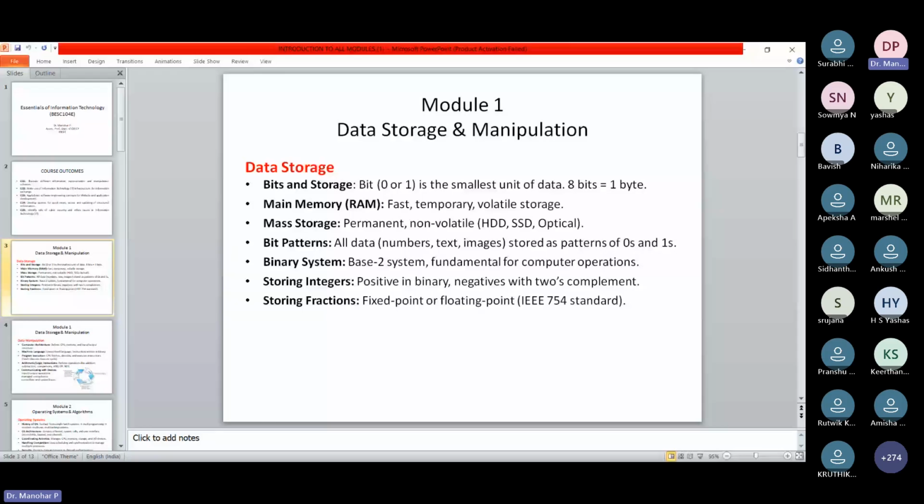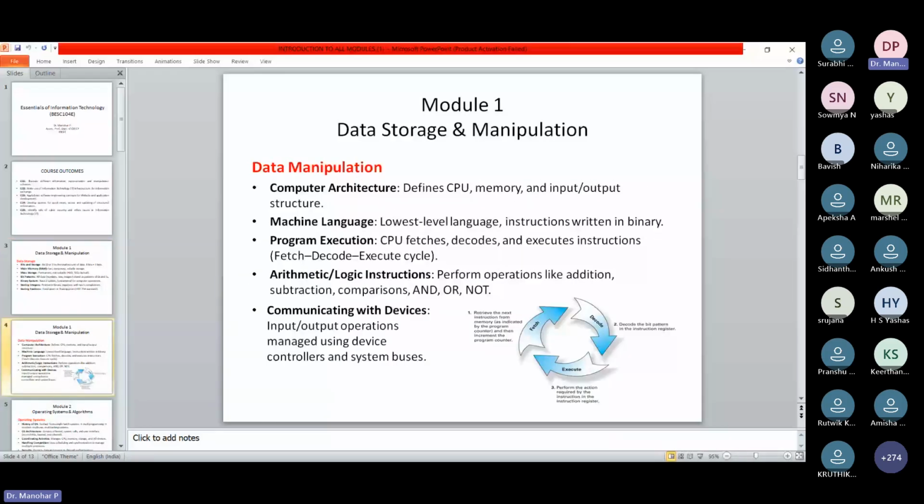And how are you able to manipulate the data through the computer? The data is acquired and then it is processed. So computer architecture defines the CPU, memory, and IO structure, and you know what machine language is. At the lowest level, the computer is able to understand only machine language, and machine languages are formed using instructions written in binary.